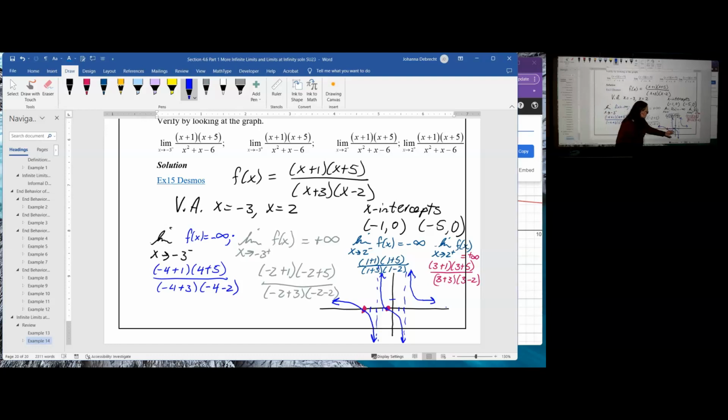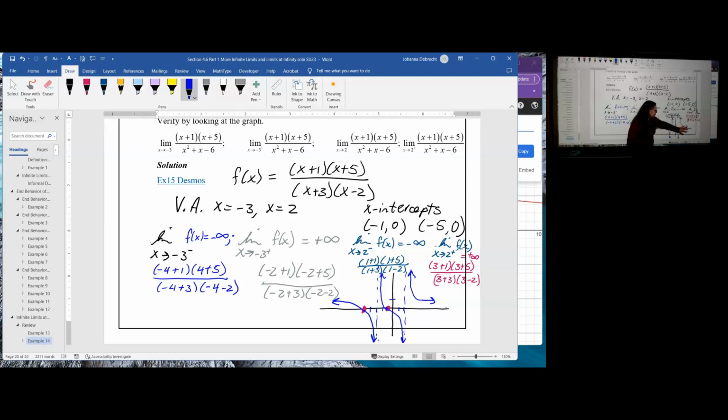Since I'm approaching 2 from the left side, I need to choose something that is between the closest x-intercept at -1 and 2. I could have chosen 0, which probably would have been a better choice, but I chose 1 instead. That gives me a positive times a positive over a positive times a negative, which makes the whole thing go to -infinity. So it must be coming down and crossing and going below. This also implies that the y-intercept must be negative because it never crosses the x-axis again.